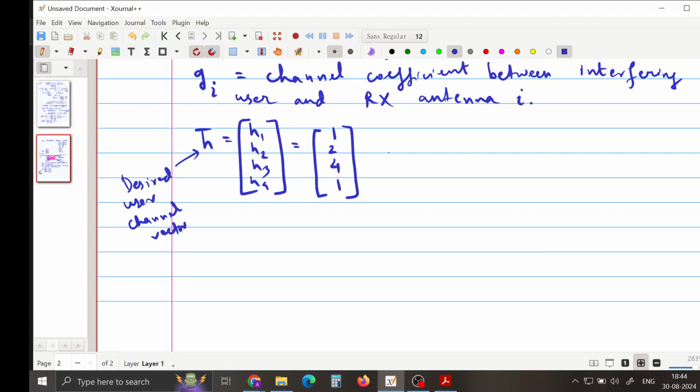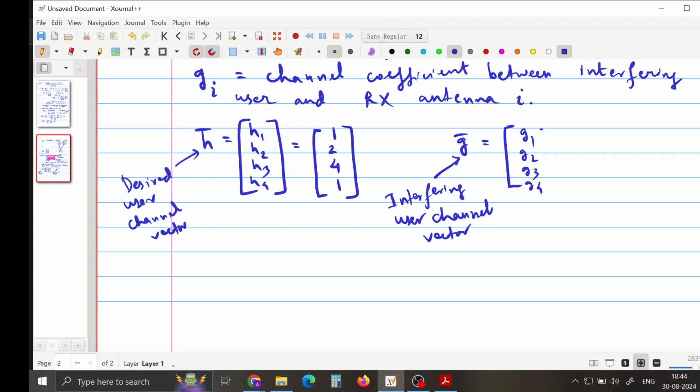And G bar, what is G bar then? G bar is my interfering user channel vector. So that will be G1, G2, G3, G4. And that is also given as 3152.